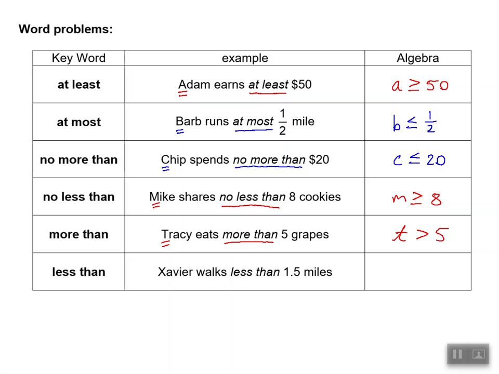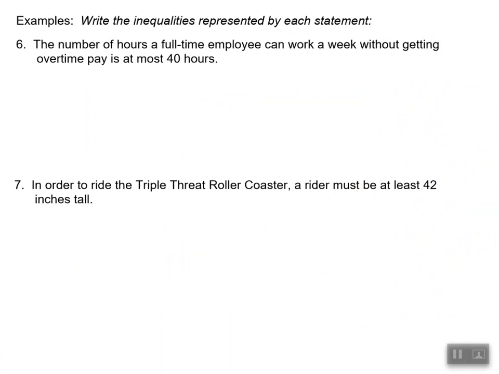And how about less than? Last one, Xavier walks less than 1.5 miles. He didn't quite get to 1.5 miles. He walked something less than that. So X is less than 1.5. We don't get to include it. So when you see these key words in your word problems, remember what symbol we must use so we can solve our inequalities. Let's look at 2 of them.